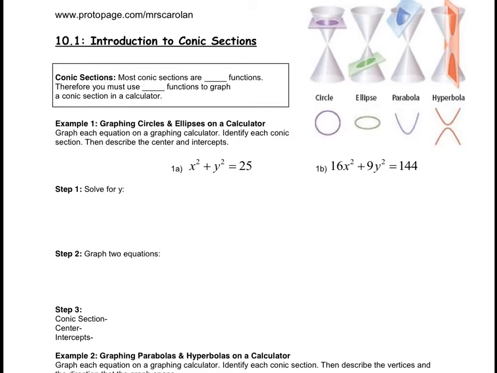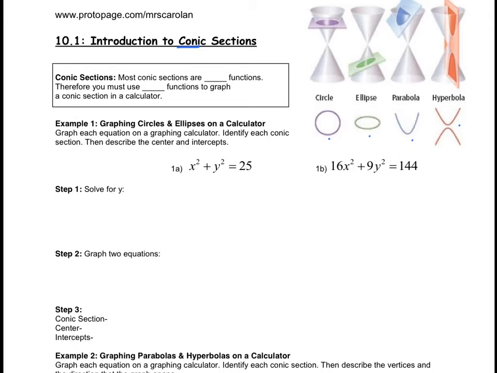Our new chapter is on conic sections. They're called conic sections because if you look at these cones, the 3D silver parts, depending on the way you slice them, you'll end up with either a circle, an ellipse, a parabola, or a hyperbola.